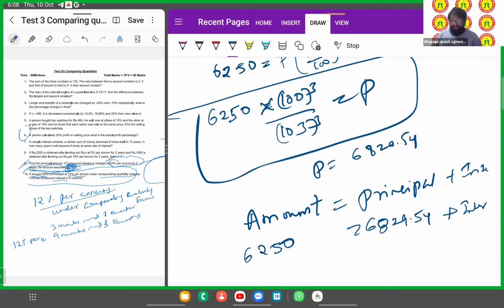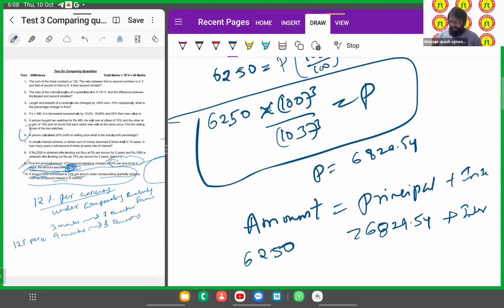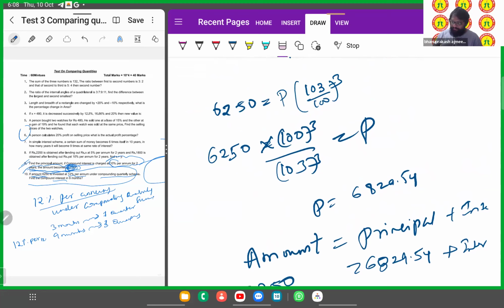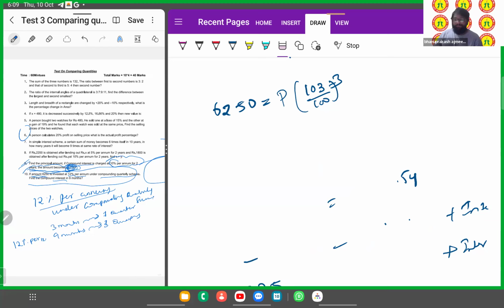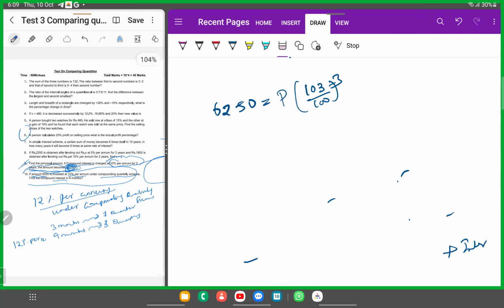See, one mistake we did here. What is that? Can you figure it out? One mistake we did here. What is that? Can you figure it out? You students, can you figure it out? Hello. Can you people hear me? Gagana, can you figure it out? What mistake we did here? We took the reciprocal of 103 by 100.